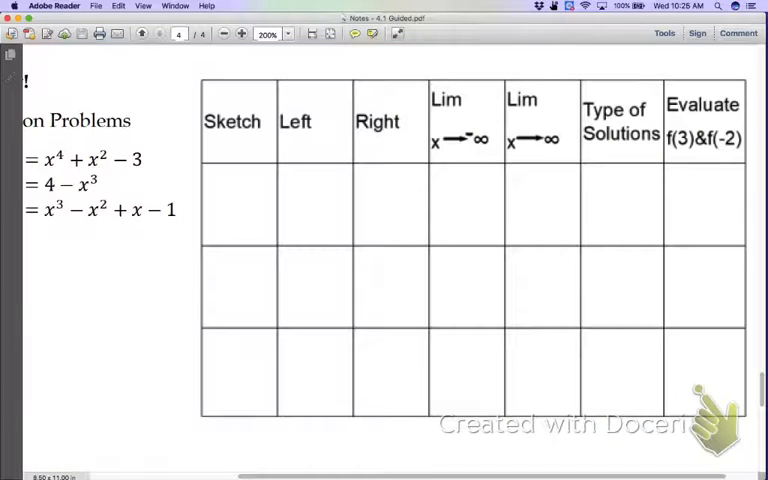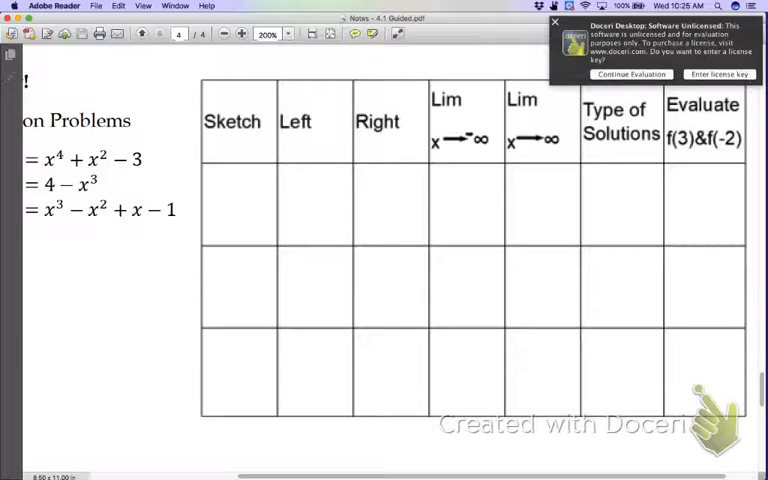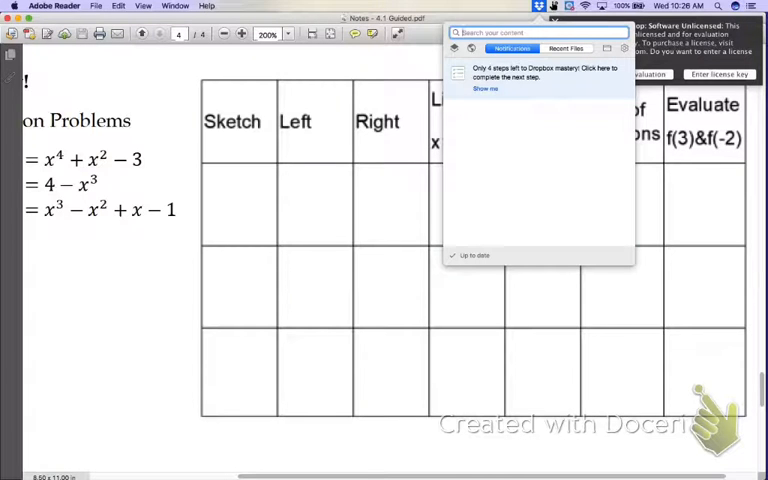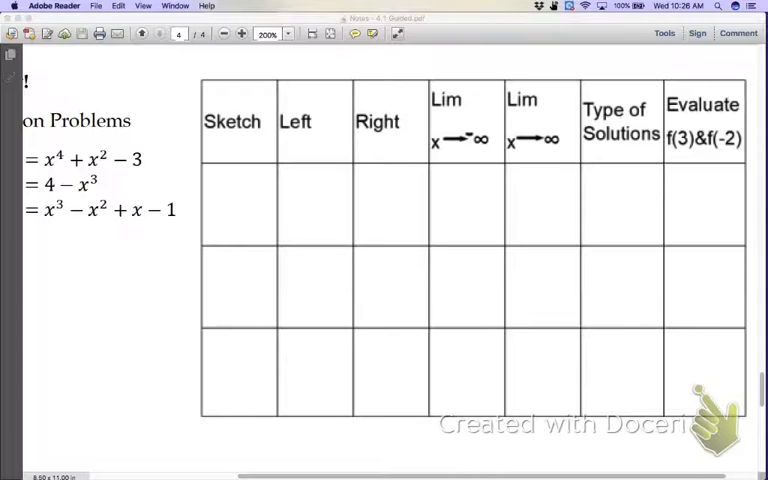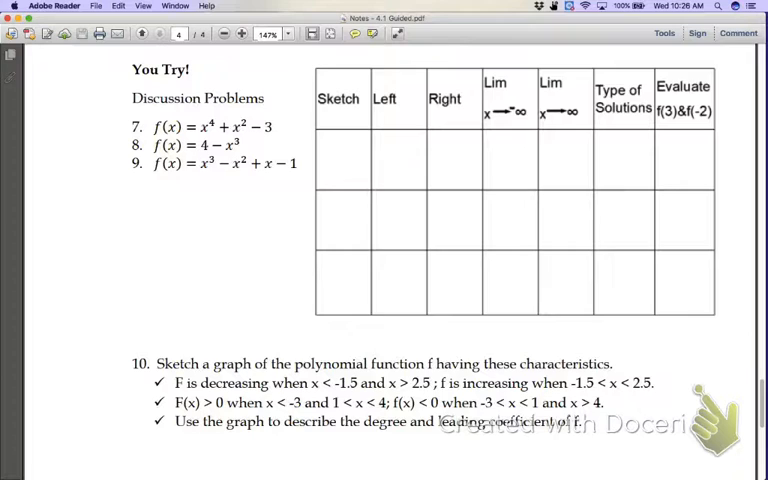In the table, you have a spot where it says to sketch it, what the left side is doing, what the right side is doing, then your limit, the type of solutions you would have, and then to evaluate it. So the main part here is, what do you think it's going to look like? It's a sketch. It's nothing that is set in stone, saying this is what it has to look like. No. What's your highest power?